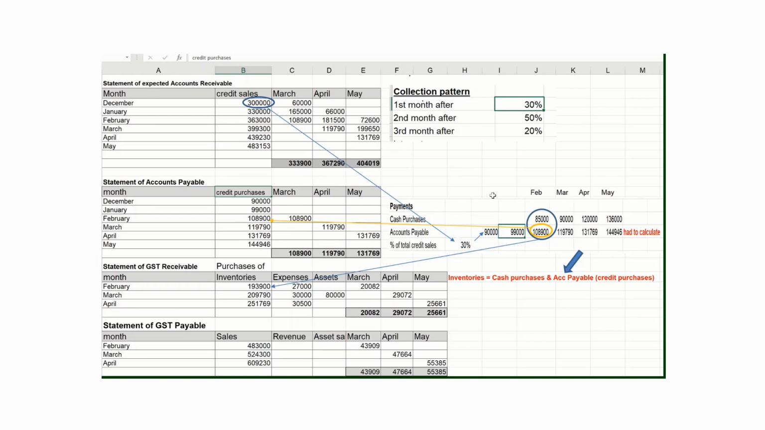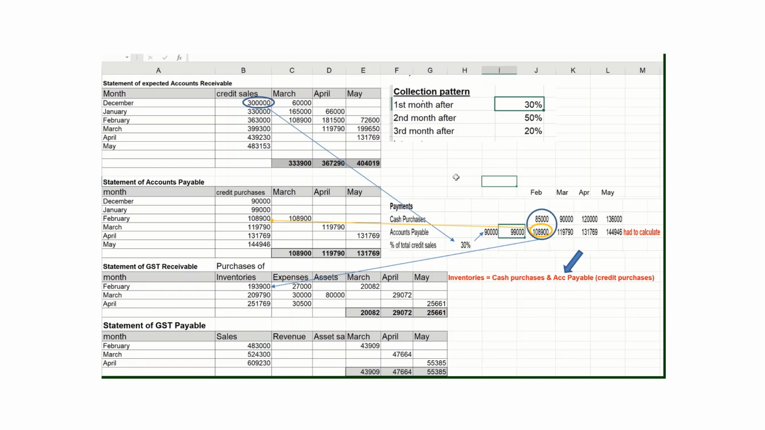So you had to calculate the credit purchases amount. So I've just shown you quickly December's credit sales, 30% of that. So in December, our credit purchases will be 90,000. Of the credit sales in January, 30% of that will be the 99,000, which is our credit purchases. Now, which month is important to us? February, because why? February's amount will be paid the month after, which is March.